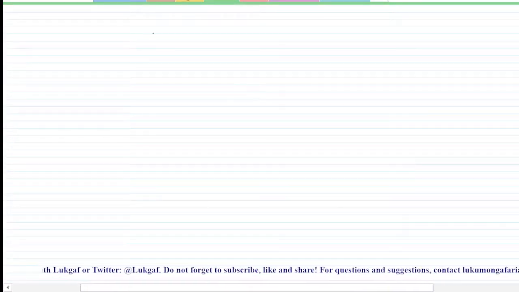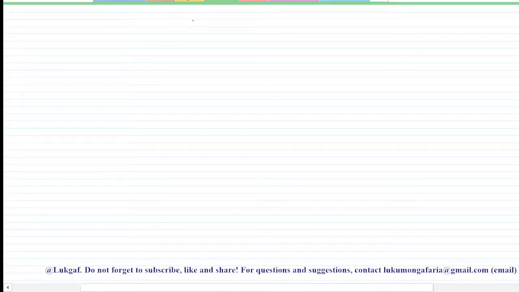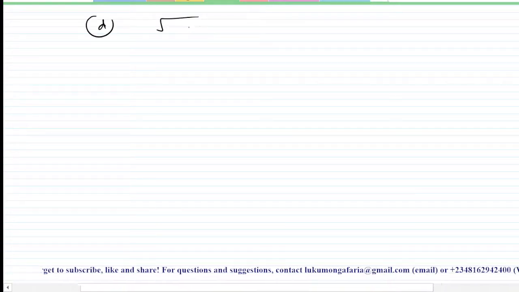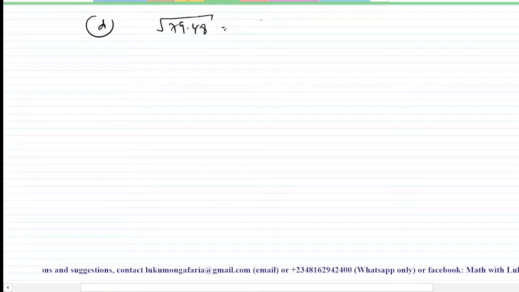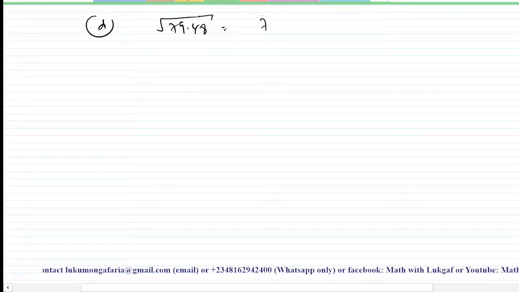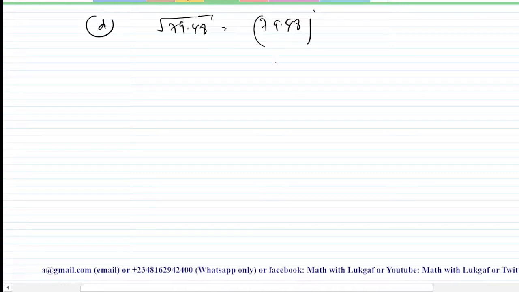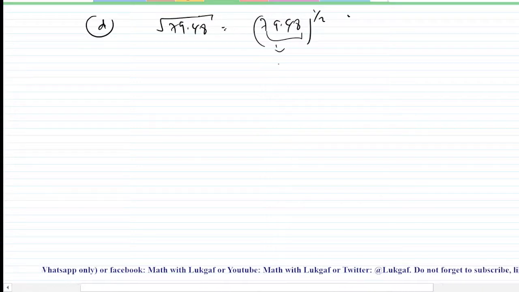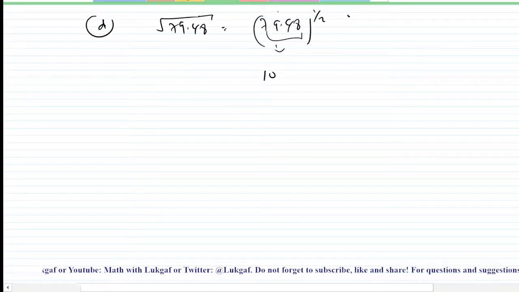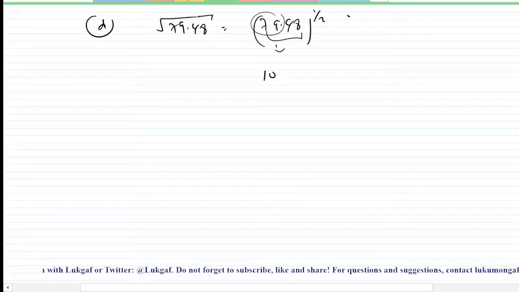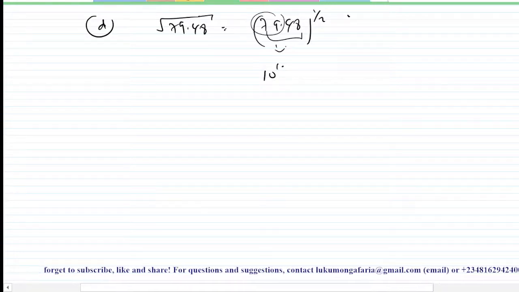The last example, number 4, I have the square root of 79.48. Remember, square root of 79.48 is the same thing as 79.48 everything raised to what? Half. So then you can take the logarithm of this. Since logarithm is the power to which a base is raised, then this will give me 10 raised to power. Then you find your characteristics part like we've been doing before. The characteristics part of 79 will be 1, like I've explained. You count the number of digits and subtract 1.